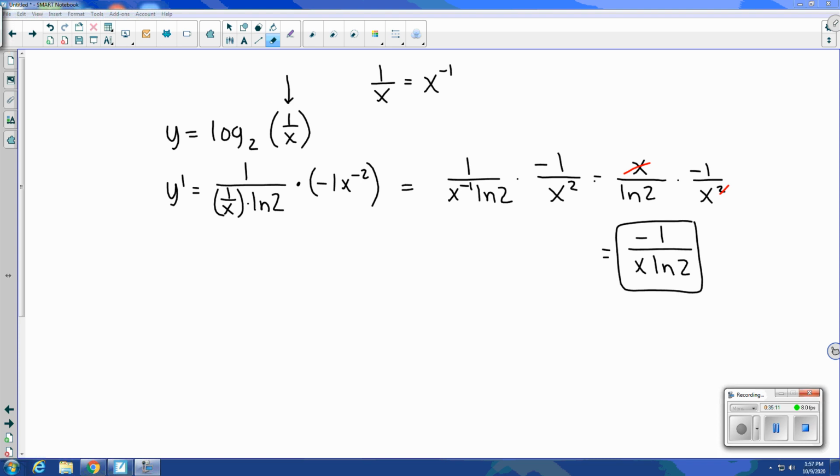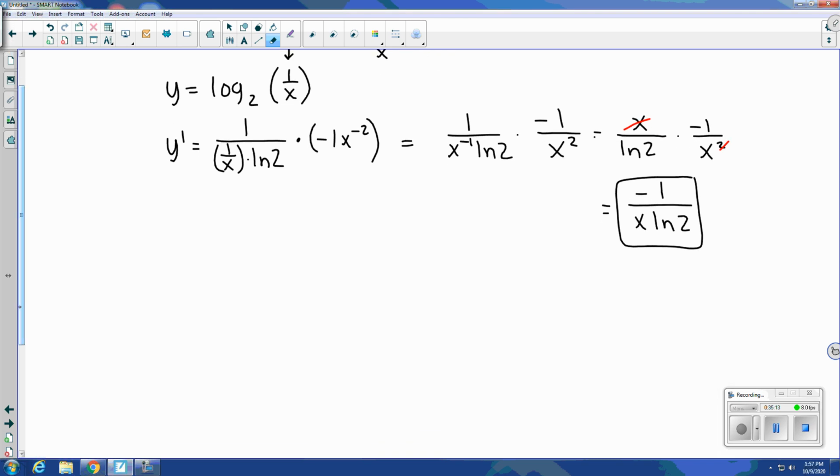Let's also try with the change of base method. So we can do y equals the natural log of what you're taking the log of over the natural log of the base of the log. You can separate so that you can see that 1 over ln 2 is just a constant multiple. And therefore, we can leave it alone as we calculate the derivative of ln of 1 over x.